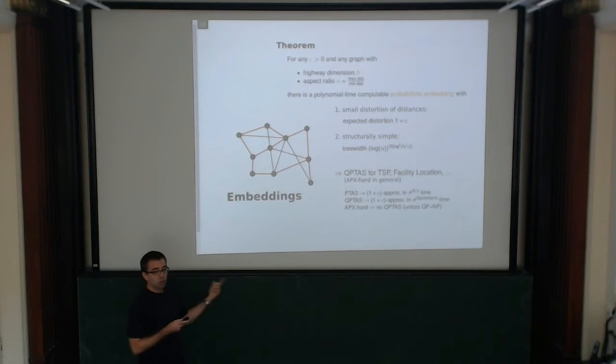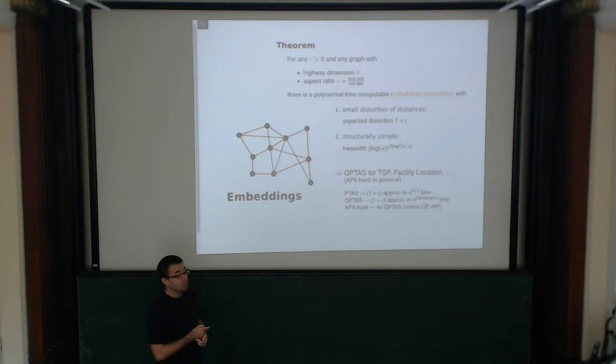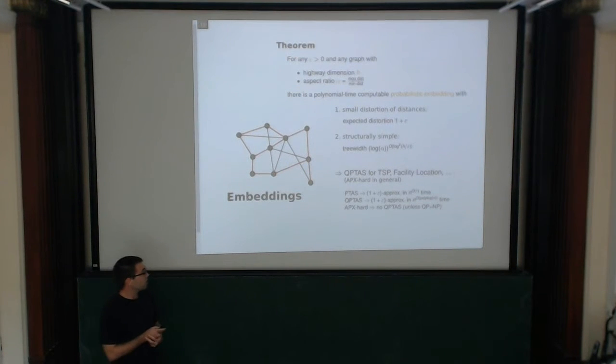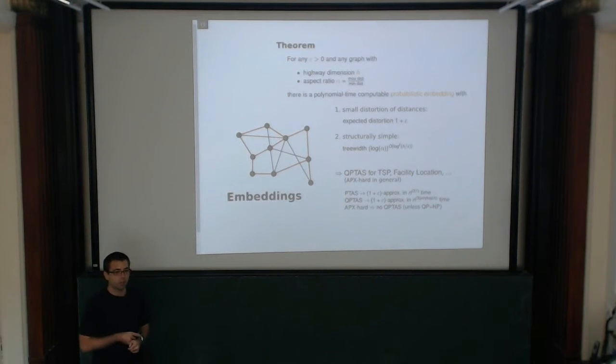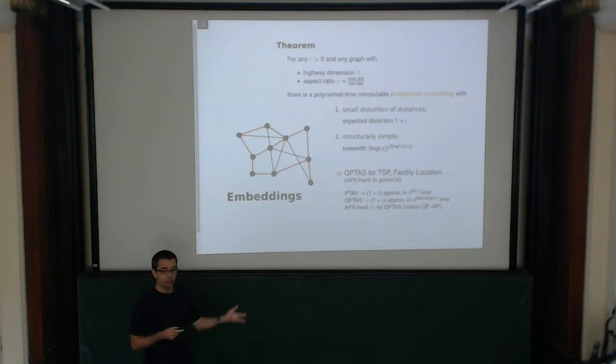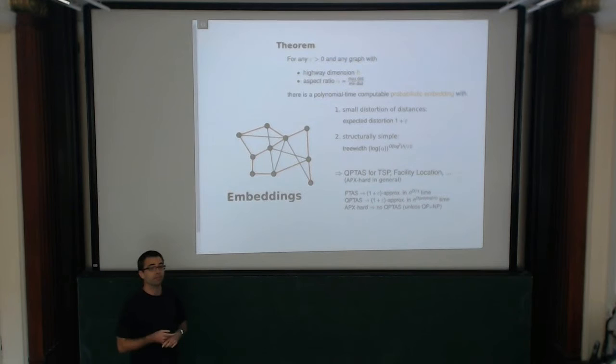Now, if you don't know what a QPTAS is, it works like a PTAS, so you get a 1+ε approximation. But the running time is not polynomial, but instead quasi-polynomial, so n to the polylog n. And what's interesting about this result is that in general, all these problems are APX-hard, which means that there are probably no QPTASes in general. But here we show that for these instances, we can do something better.